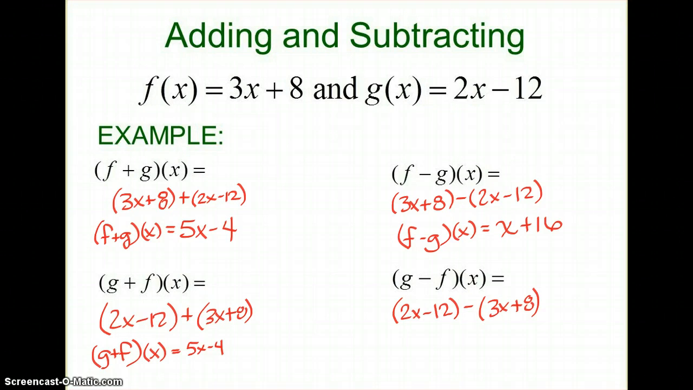And again, being careful to do my distributing correctly with my negative sign here in the middle. 2x minus 3x is going to give me a negative 1x, or negative x. So g minus f starts with a negative x, and negative 12 minus 8 is going to give me a minus 16. Now you'll notice it's the opposite of what I just did, which is f minus g. g minus f is the opposite of f minus g. So it does give me the opposite answer by switching those two around.